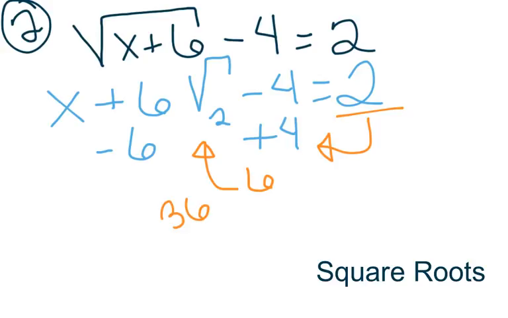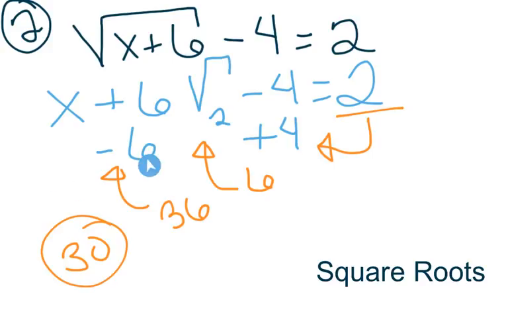And we still have another step. 36 minus 6 is 30. So there's our answer. We've got nothing left over here. We finished everything. And so we just write it down and circle it. So x is equal to 30.